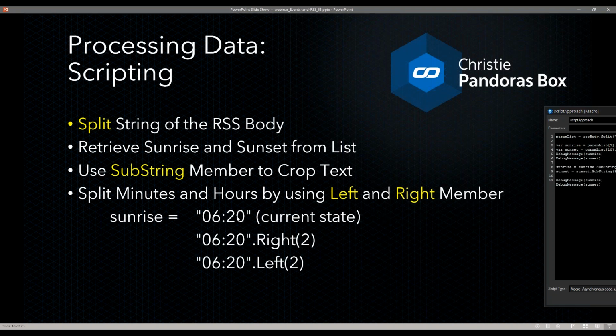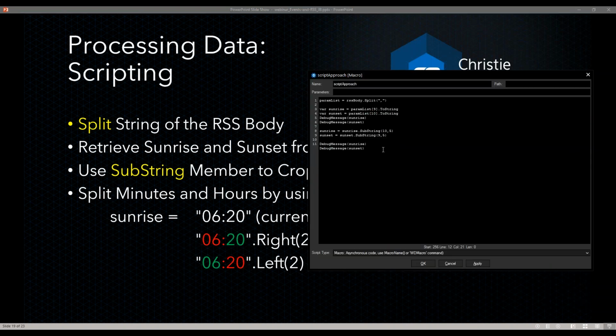Your current state is, for example, 6:20. That's actually tomorrow's sunrise time. If I now use the right member, I will use the right 2 characters of my string. And if I have the left member, I use the left 2 characters of my string, which looks like this. I'm discarding everything that is not in my right 2 characters, and I retrieve the 20. And over here, if I use the left number, I retrieve the left 2 characters and discard the rest and have the 6. So let's check out how that is working.